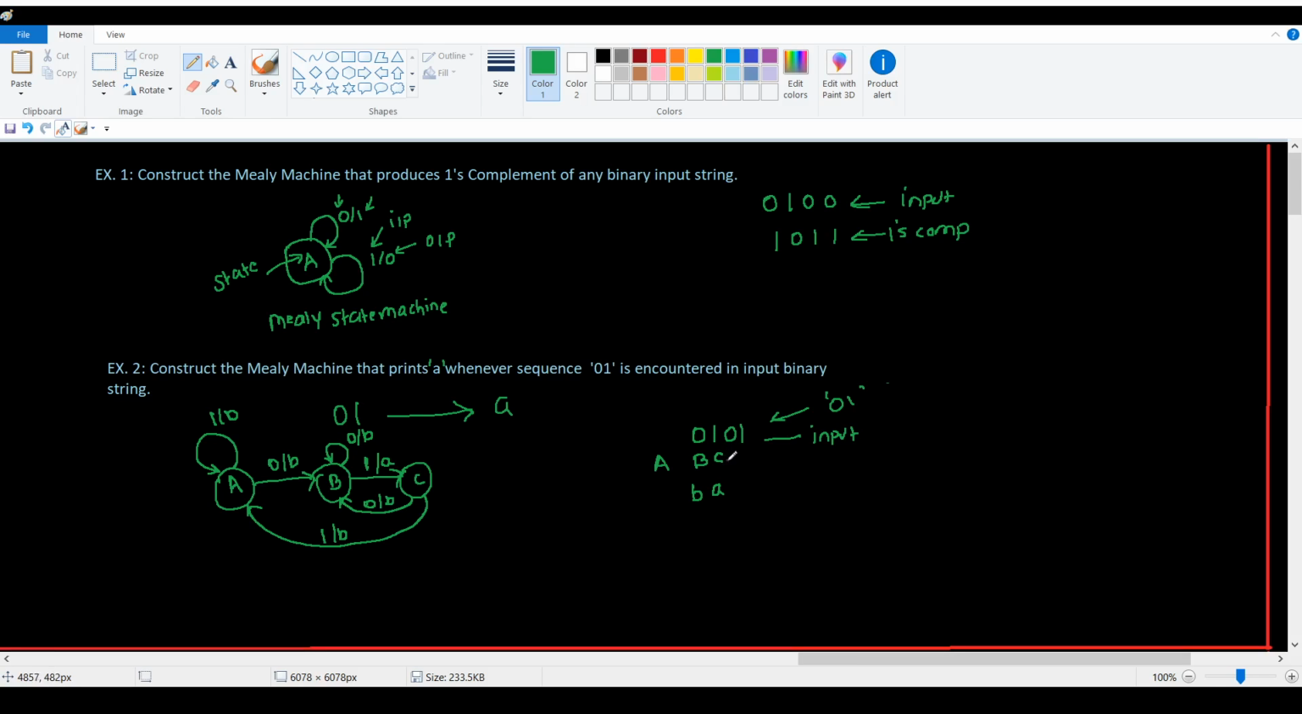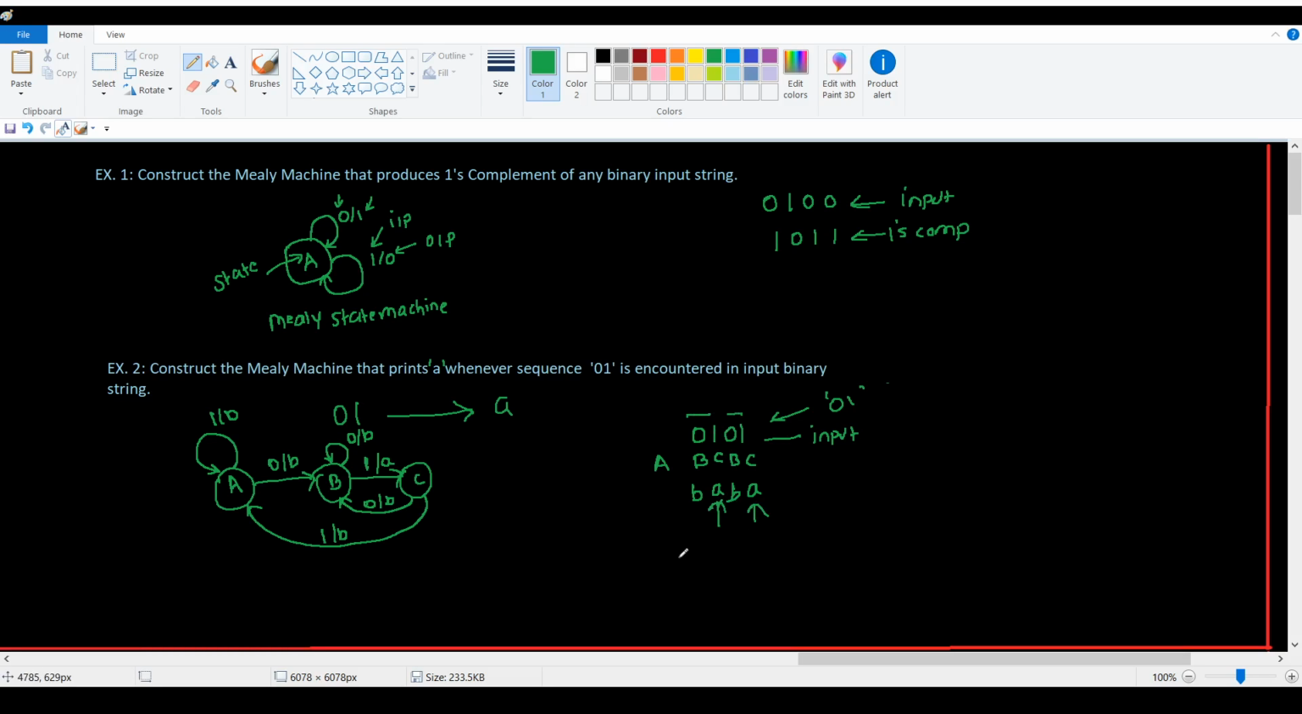Now, present condition is C, input is 0, right? What is the next condition? B. And what is the output? B. Now the present condition is B, input is 1. What will be the next condition? C. And output is what? A. Right? So we have verified whenever 0 1 pattern occurs, output will be the A.